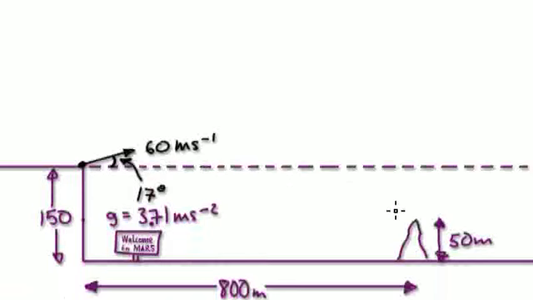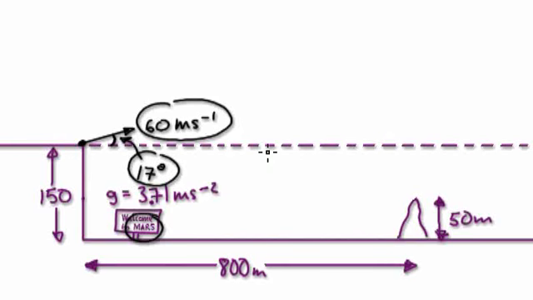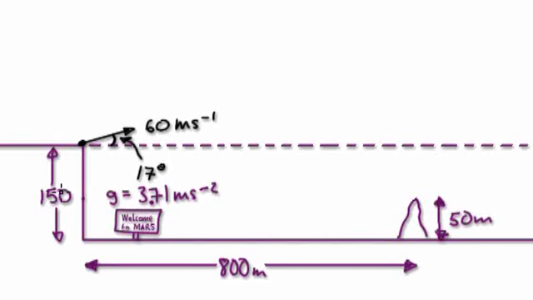Okay, see if you guys can do this one here. We are now on Mars. We're going to fire a cannonball at 60 meters per second, at an angle of 17 degrees to the horizontal. Gravity on Mars is 3.771, and you're on top of a hill. Over here, 800 meters away, there's another mini hill, 50 meters high. The question is, will the cannonball be able to clear this hill here?